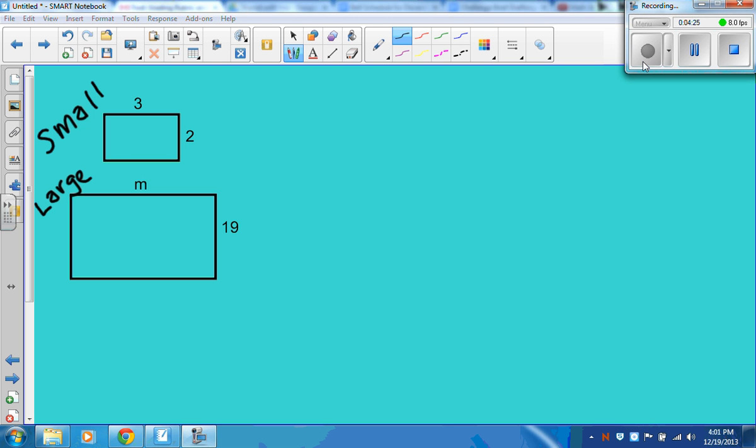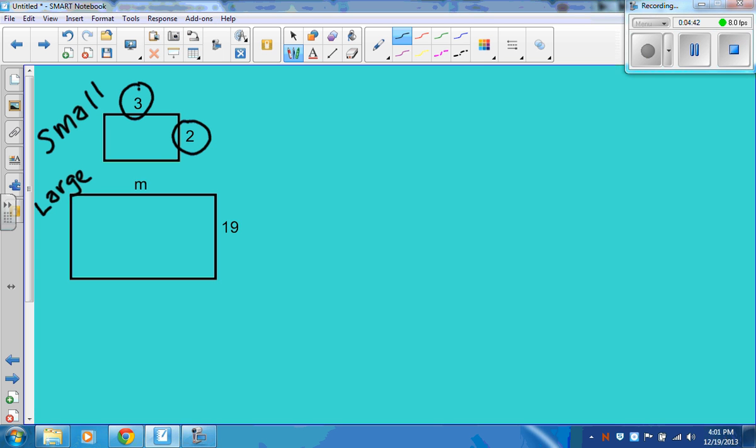All right, now we're on our last problem. We went ahead and labeled our small rectangle and our large rectangle. You might not have to do that, but just in case, there it is. Okay, so now let's look at our lengths and our widths. So our length for our small rectangle is 3, and our width is 2.